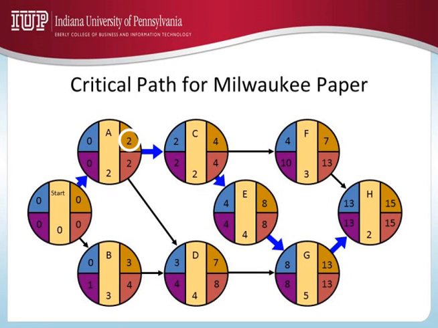Same thing with B. You can start it immediately and it takes 3 weeks. So the earliest time I can finish is 3 weeks. Let's look at C. What is the earliest time I can start C? The earliest I can start C is the time that A is finished. What is the earliest I can finish A? 2. So at the end of week 2, you can start activity C. The earliest time you can finish is 4. 2 plus 2.